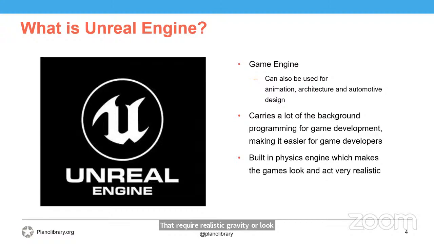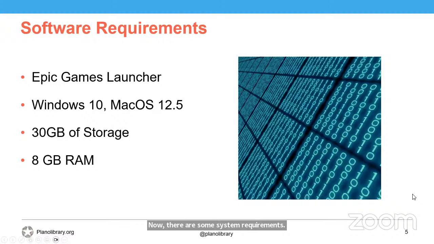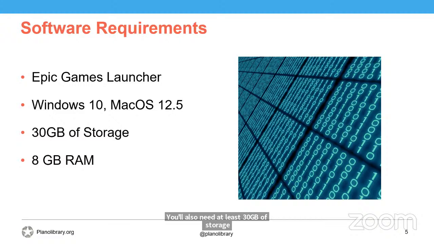Now, there are some system requirements for Unreal Engine. To access the Unreal Engine software, you do have to download the Epic Games launcher, because Epic is the company that creates Unreal Engine. So if you have that launcher, you're then able to install it. To install it, you need a Windows 10 computer or a Mac OS of 12.5 or more recent. You'll also need at least 30 gigabytes of storage and 8 gigabytes of RAM.